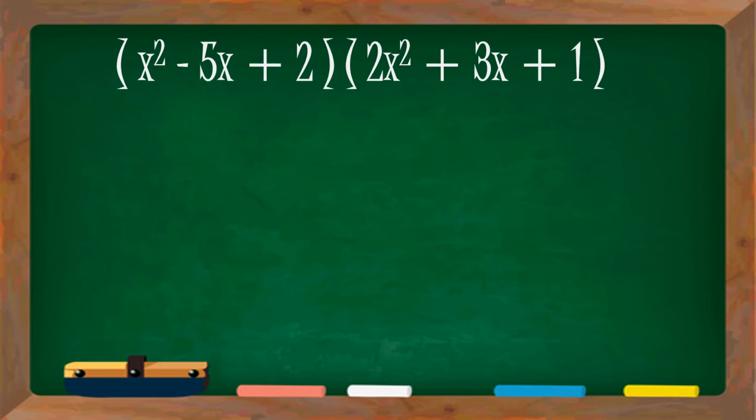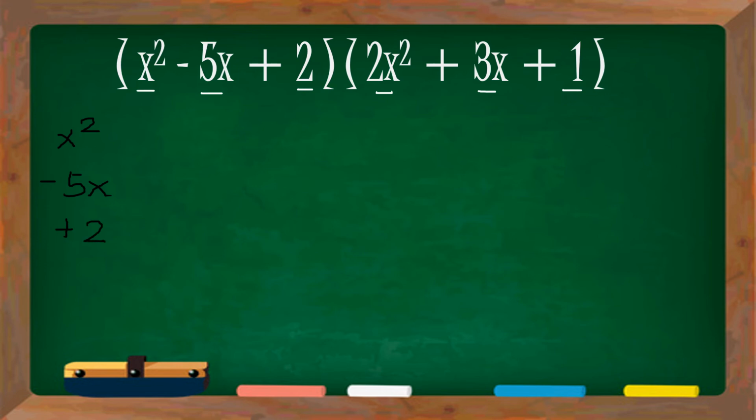In this example, we have trinomial. We have 1, 2, 3. Then sa kabila, 1, 2, 3. So, parehong trinomial yung pinag-multiply natin. So, itong first polynomial, siya ang ating hahati-hatiin. Okay? So, we will start with x to the second power and negative 5x and positive 2.